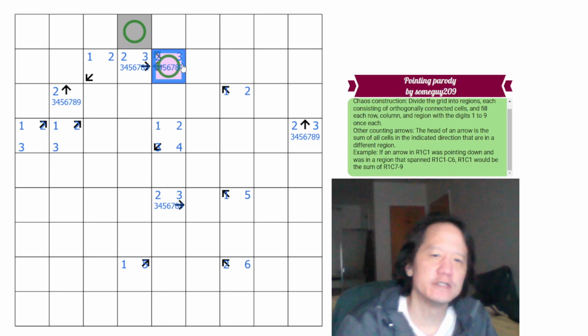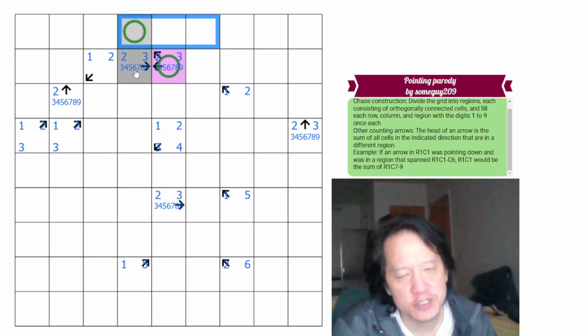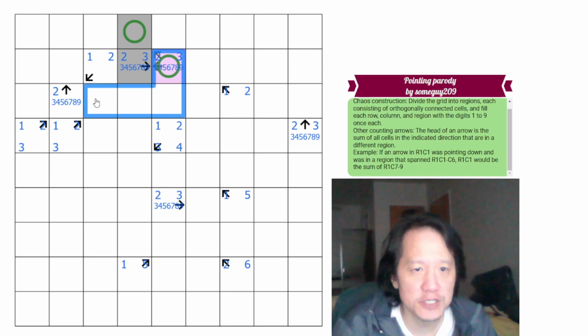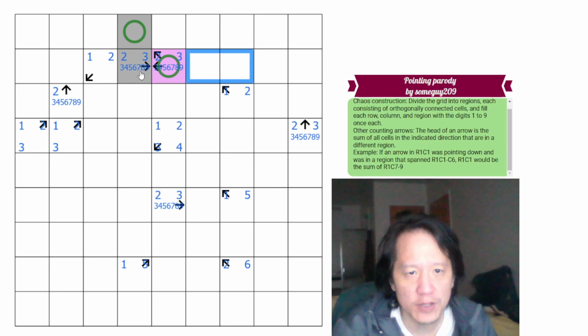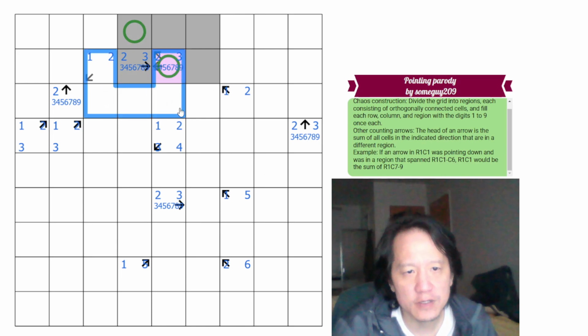Oh, that's actually interesting. What happens if these are different regions? First of all, this one has to be the same region as this, because this region needs to actually be here, and this region needs to somehow be here. And the only way that happens is if this is the same region. So say it was something along these lines, right?